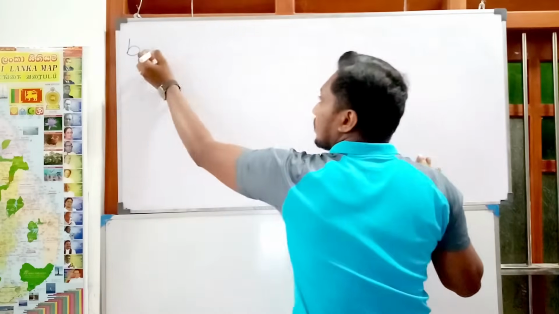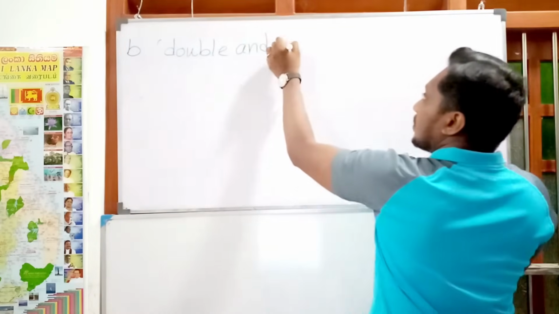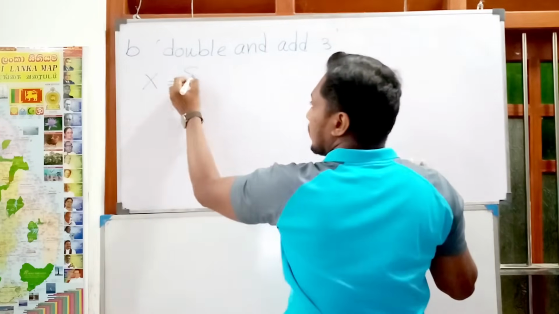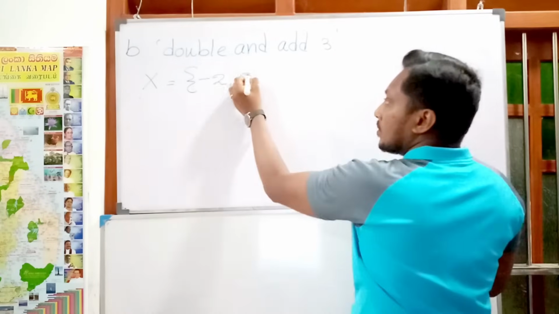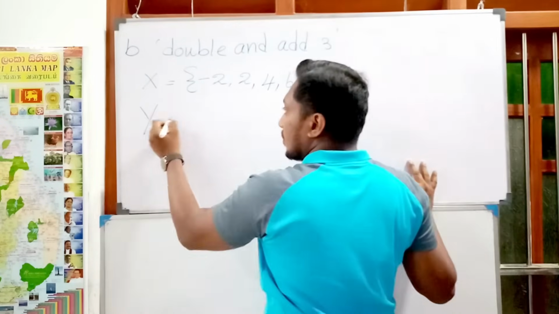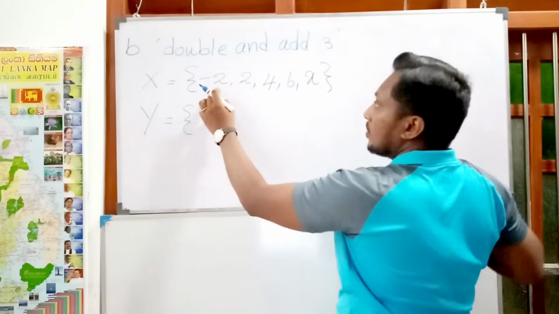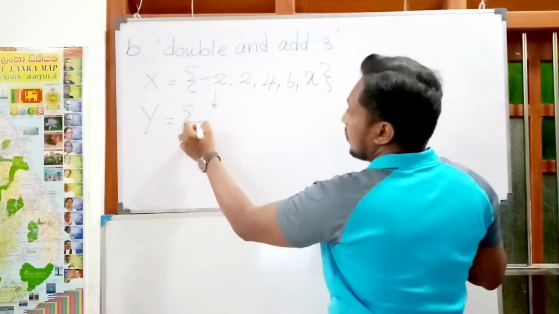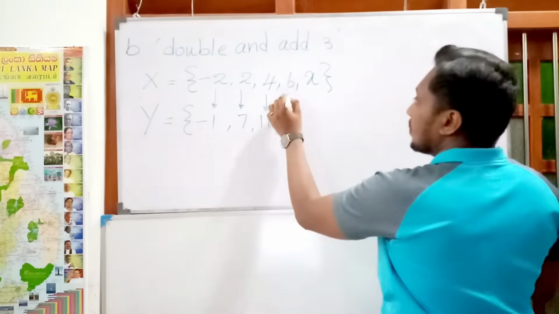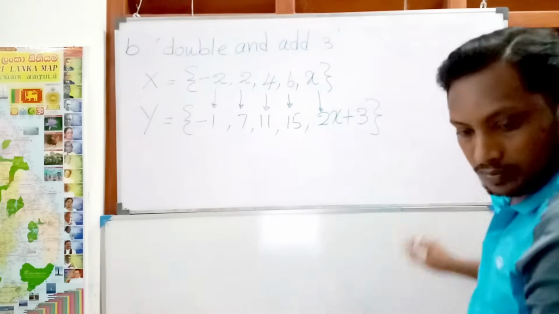Question part B. Double and add 3. Minus 2 doubled is minus 4, plus 3 is minus 1. Plus 2 doubled is 4, 4 plus 3 is 7, and so on. x times 2 plus 3: 2x plus 3 is the function.